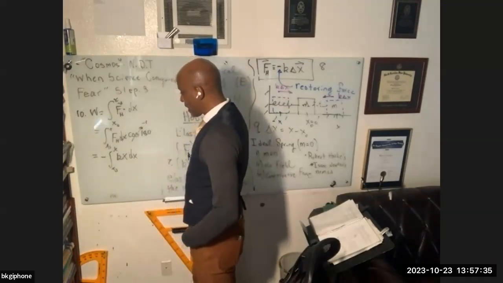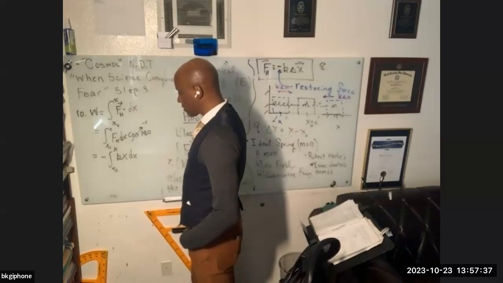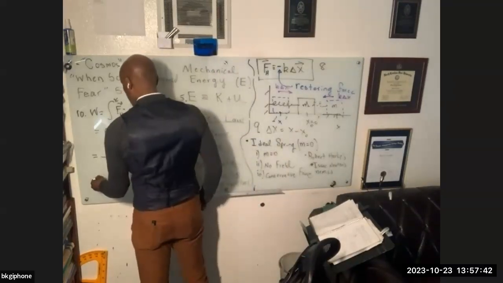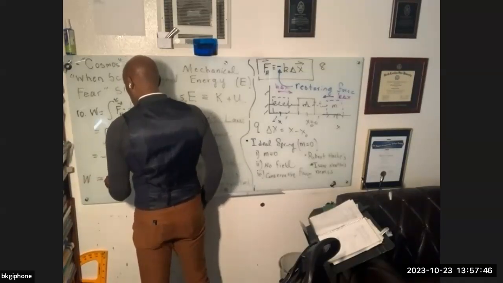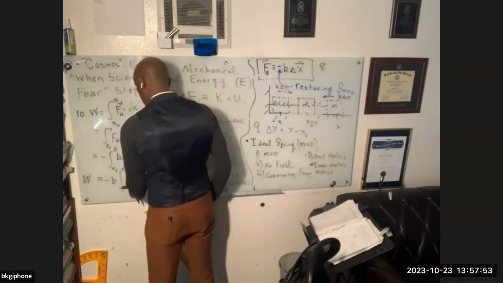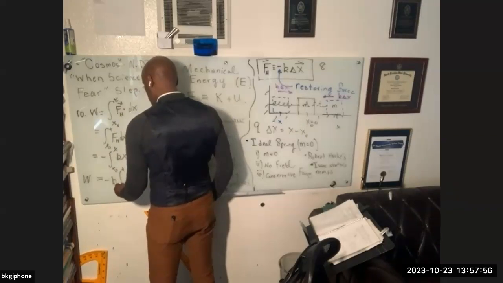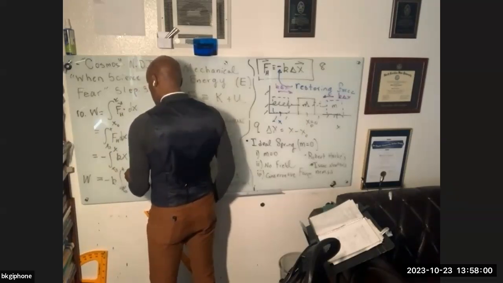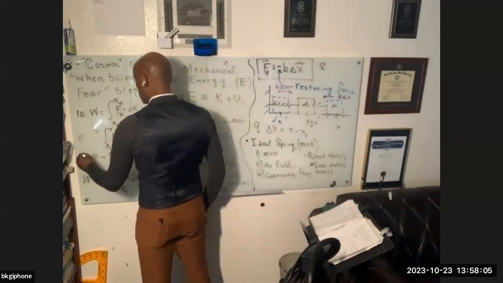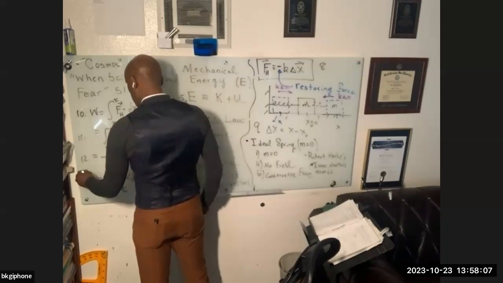So yeah, that's it. And so k comes out of the integral. So minus k integral, basically from 0 to x, or x naught to x, of x dx. Drop my numbering, so 11, 12, 13.